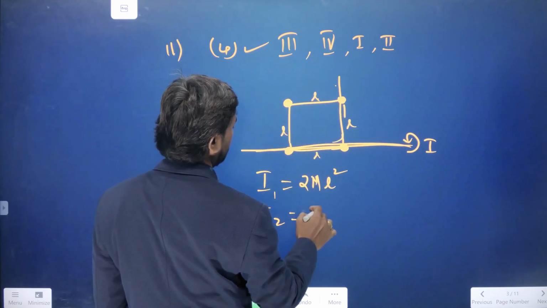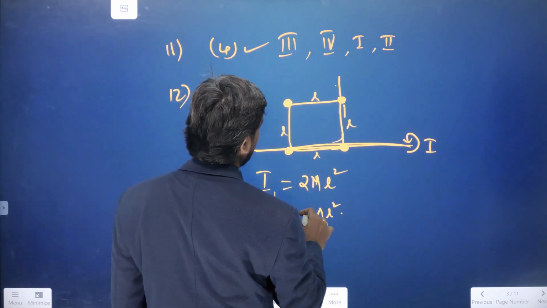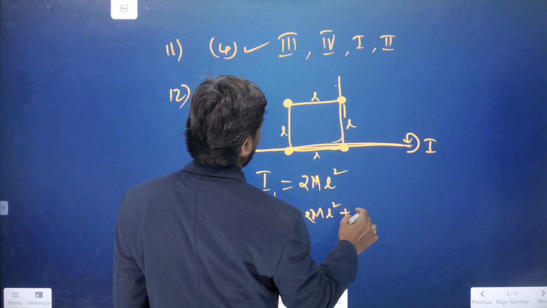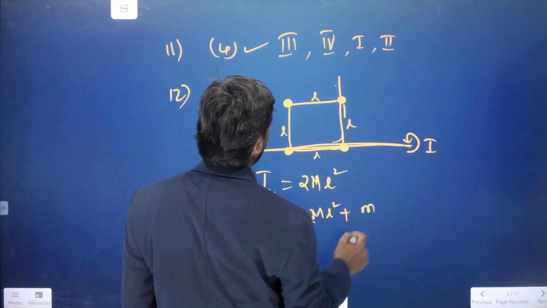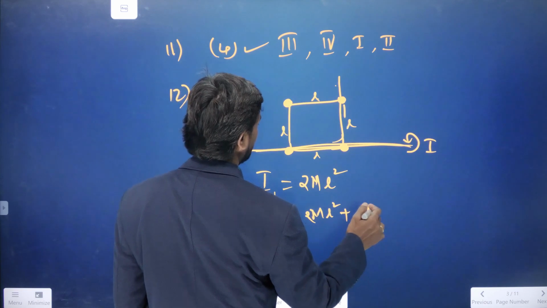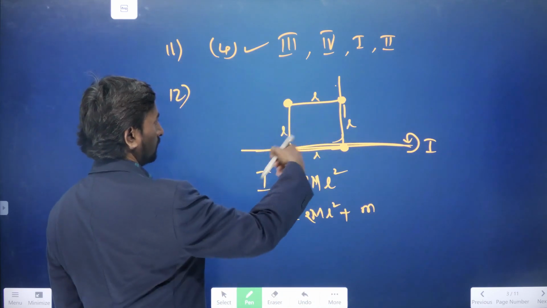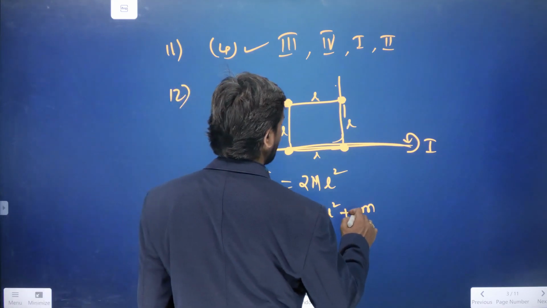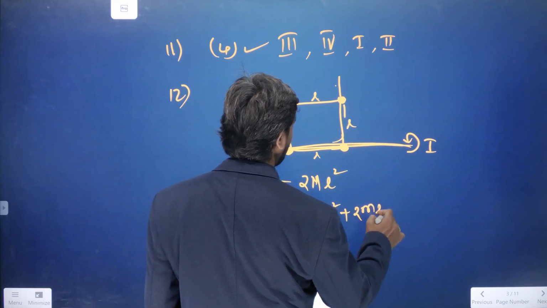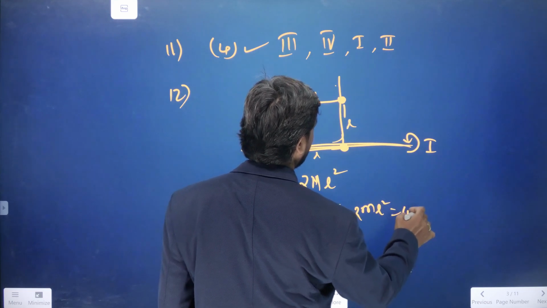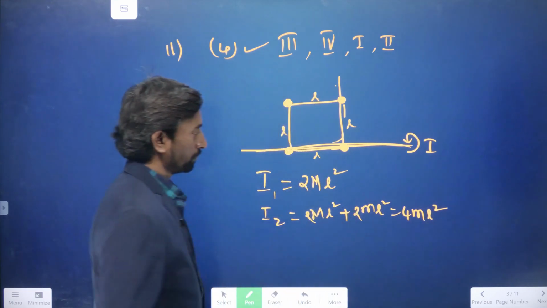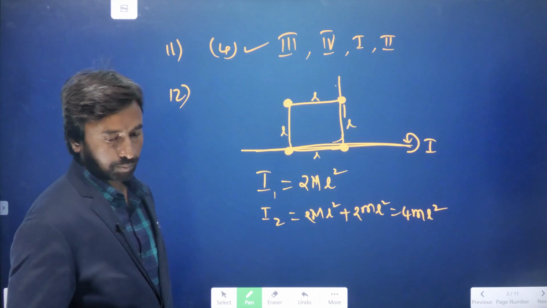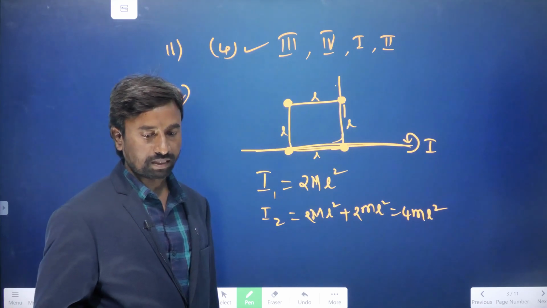So here we can add mL square plus 2 mL square plus here we can add m into root 2. The distance we will get there is root 2 L, no? Root 2 L whole square, so we'll get 2 L square, and so we'll get 4 mL square there. 4 mL square. Okay. And perpendicular bisector of any side.